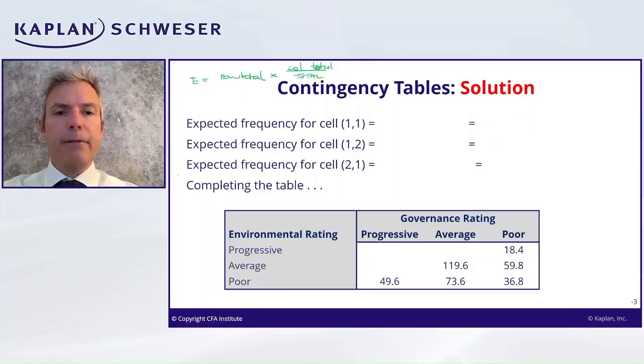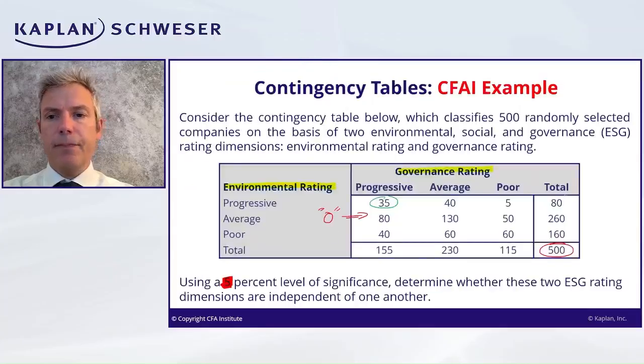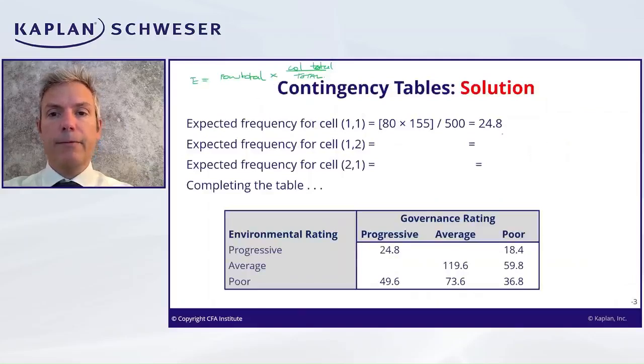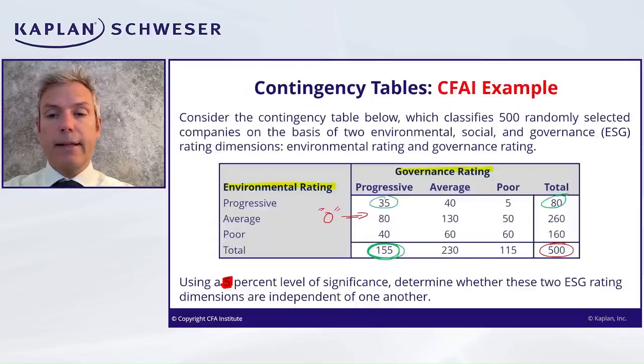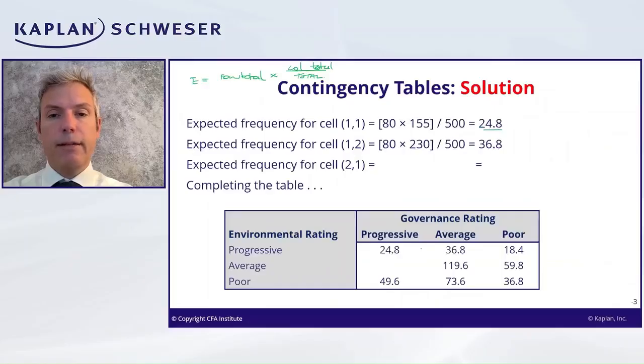So the expected frequency for cell 1, that's row 1 and column 1, is going to be the row total, which is 80. We're going to split that according to how much we see in the overall column 1 out of the proportion of 500. So we should be seeing here 80 times 155 divided by 500. There you go. 24.8. Okay, and then similarly for cell 1, 2, that's row 1, column 2, we expect to see 80 split by 230 out of 500. All right, that's great. And then hopefully it's relatively straightforward.